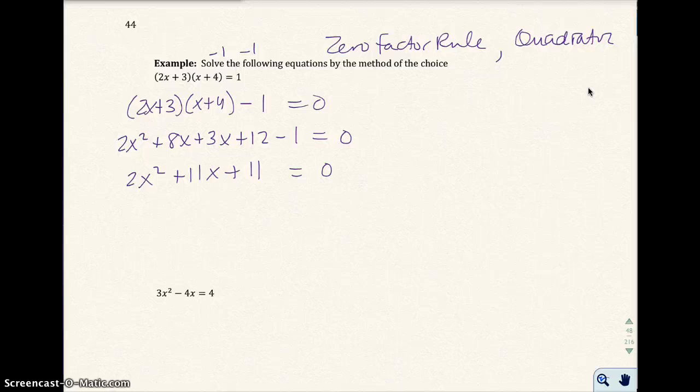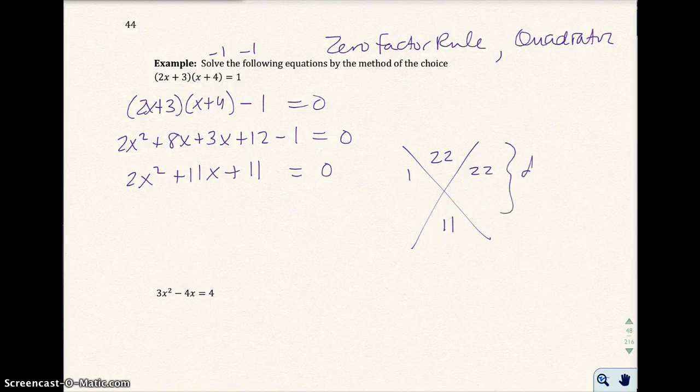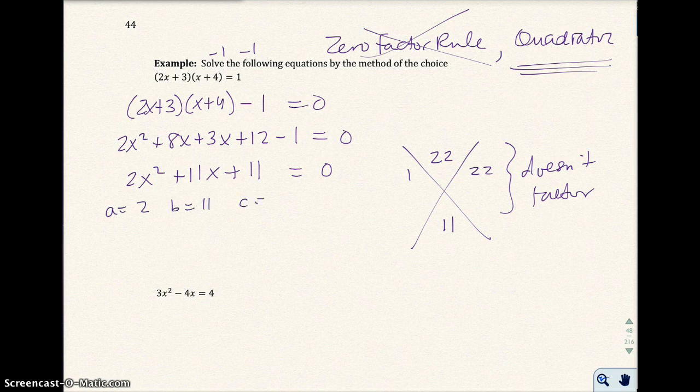And now I'm going to go ahead and factor the left-hand side. I'm going to try the zero factor rule. I get 22 on top, and I get 11 on the bottom. 1 times 22. And it looks like there's not a way to factor this. So it doesn't factor. So I'm going to go ahead and try the quadratic formula now. So I'm going to say a equals 2, b equals 11, and c equals 11. So x is going to equal negative 11 plus or minus the square root of 11 squared minus 4 times 2 times 11 all over 2 times 2.